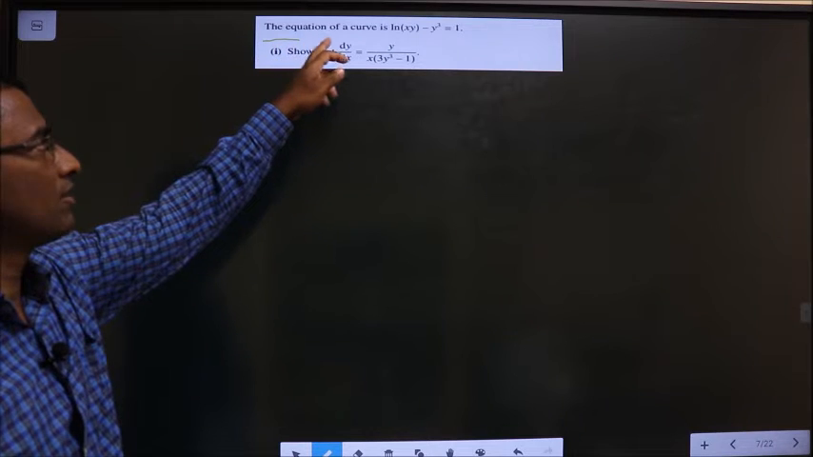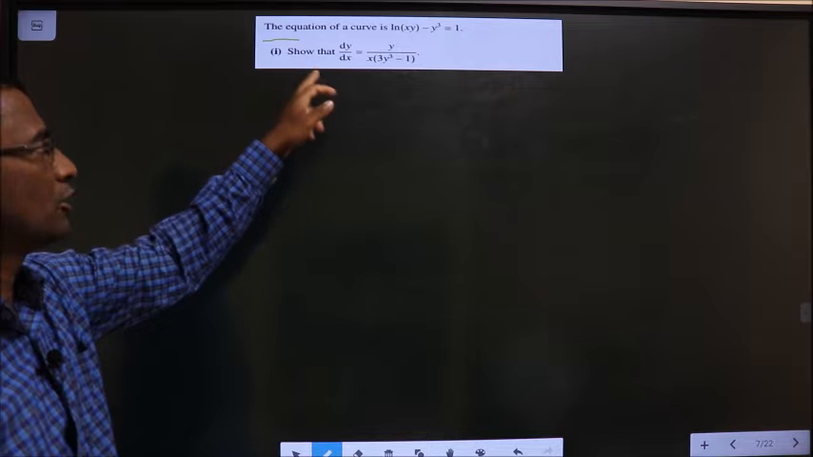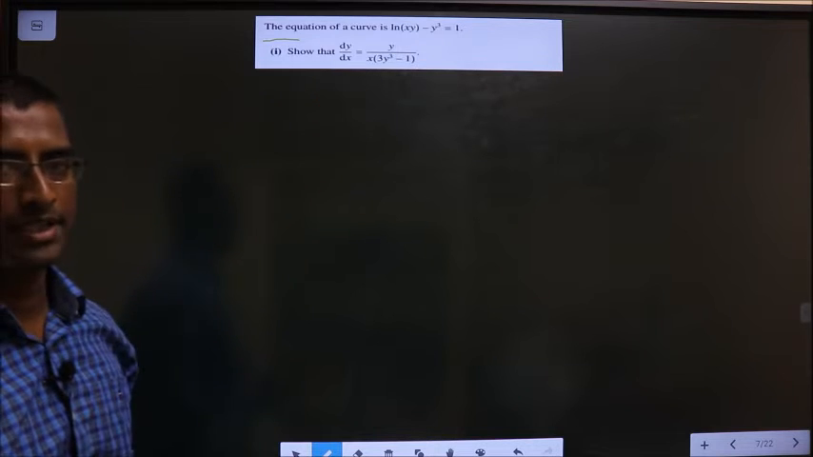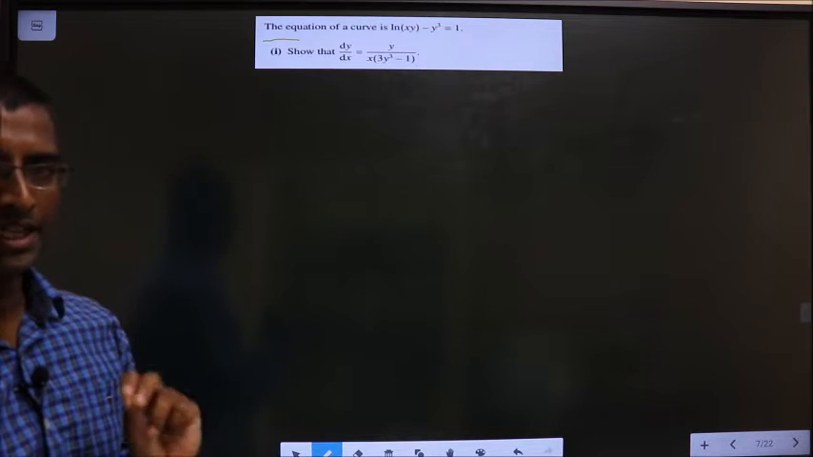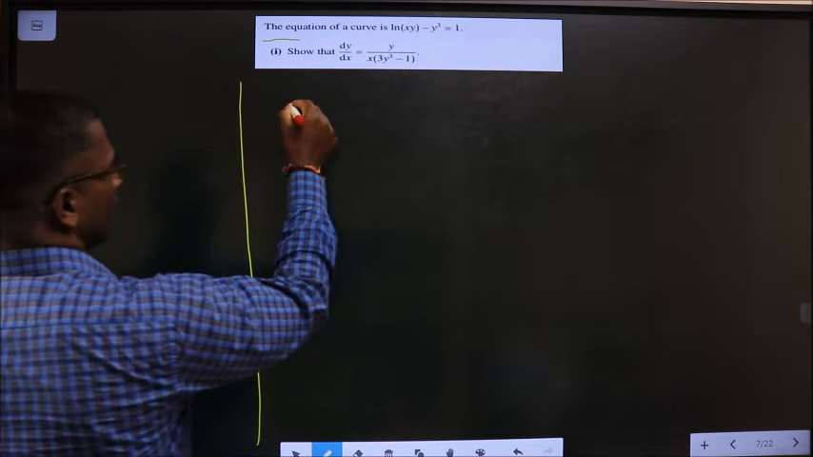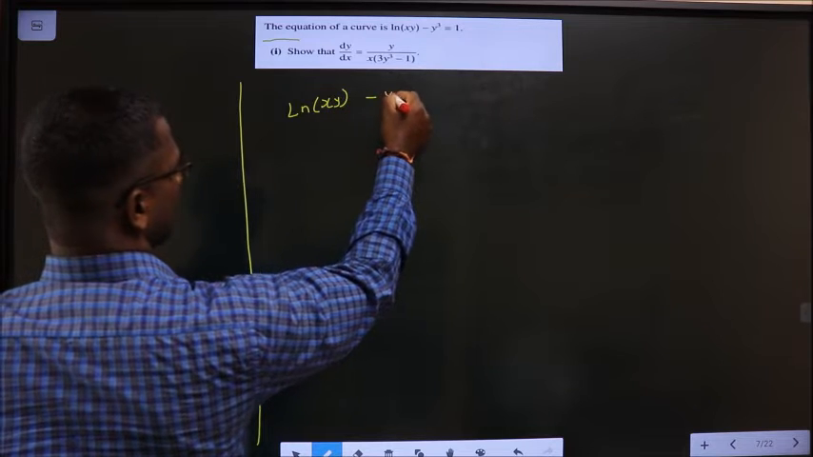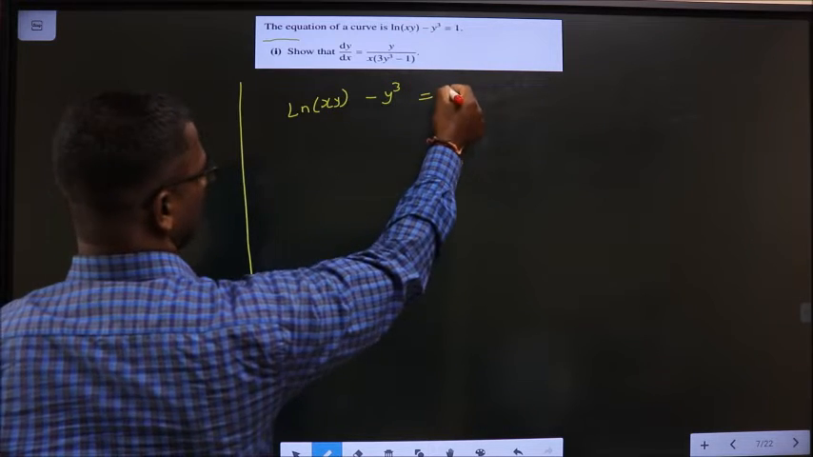The equation of a curve is ln xy minus y cube equal to 1. Show that dy by dx equal to this. First, the given equation is ln xy minus y cube equal to 1.